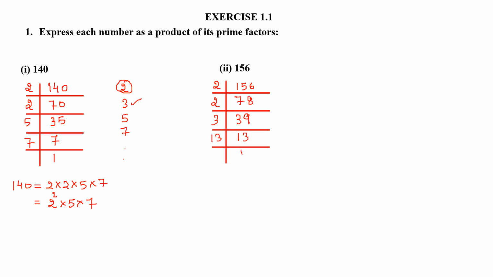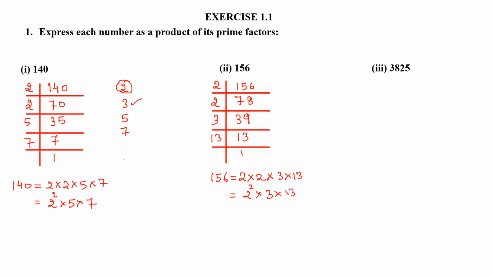So 13 times 1. So from here we can write 156 as 2 into 2 into 3 into 13. And 2 into 2 can be written as 2 square into 3 into 13. So like this you have to write 156 as a product of its prime factors. Here 2, 3 and 13 they all are prime numbers.